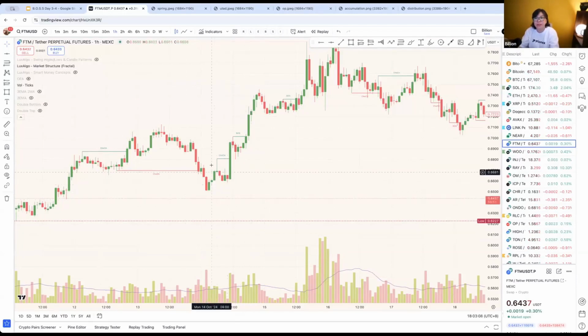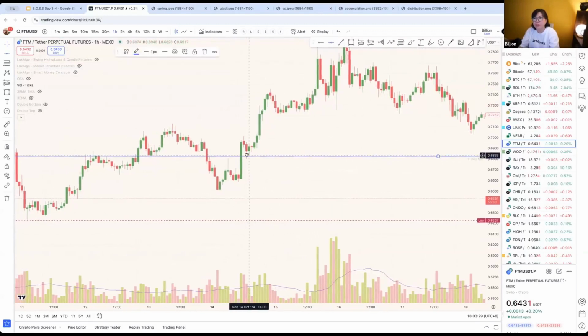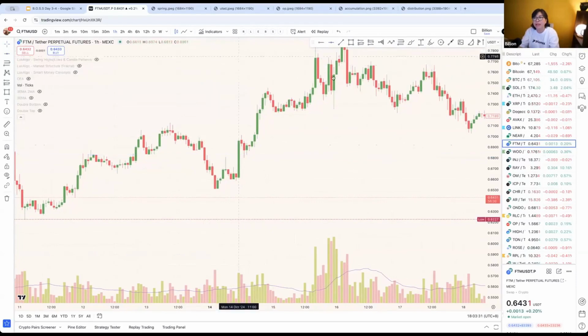So there must be a change of character or a break of structure. There must be a shift of structure. A shift of structure can be a change of character or a break of structure. This is criteria number one. And the second criteria is we must have a pullback. It must start to have an inducement. A pullback is known as an inducement.